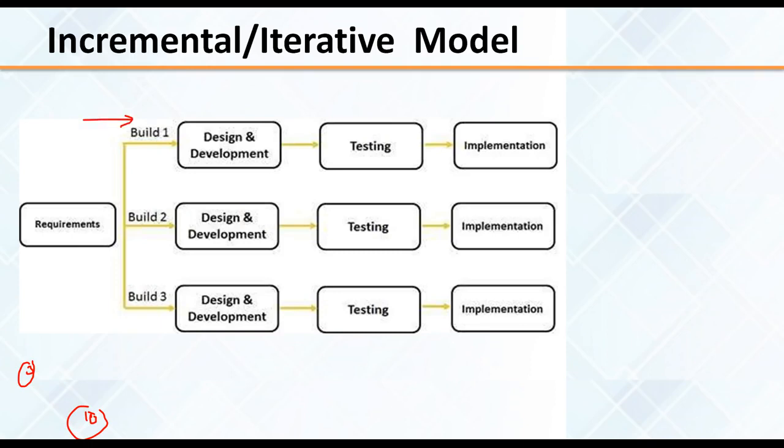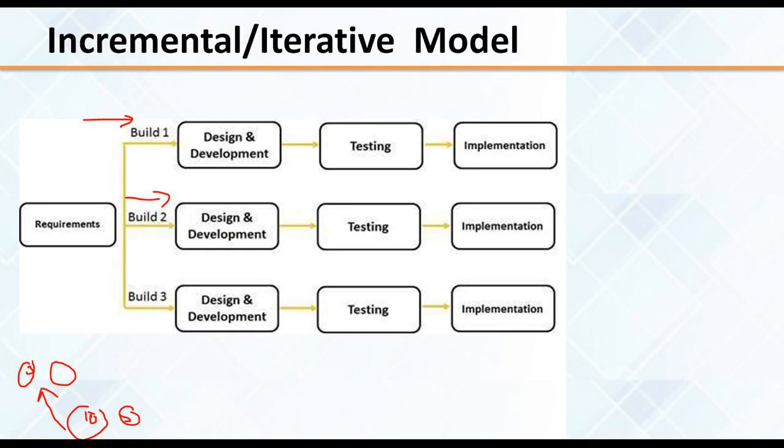And at a later point of time, the customer comes back and gives a few more requirements. For those requirements, again we start another cycle. Again it will go parallelly: design, development, testing and implementation. And again the customer comes and gives 5 more requirements. Again we will start another cycle. So here the parallel cycles will go on.